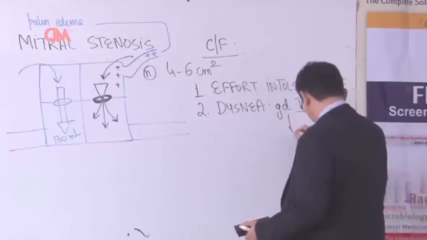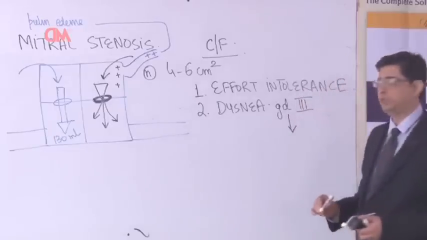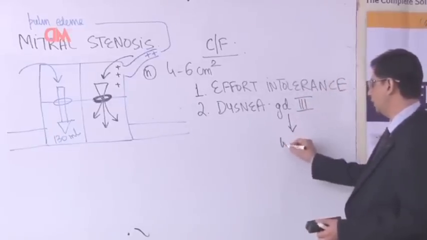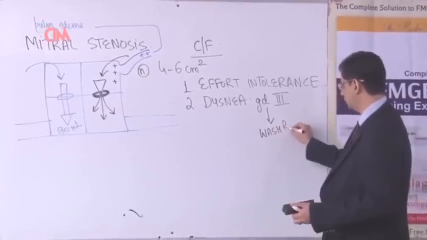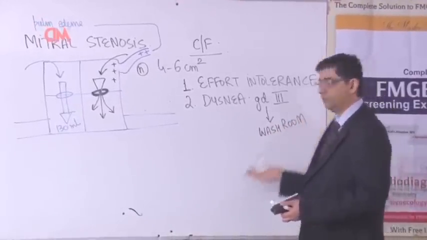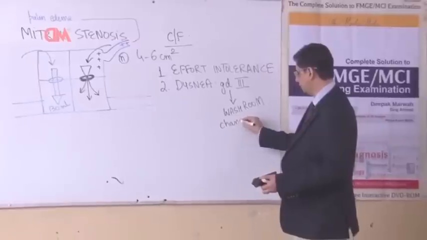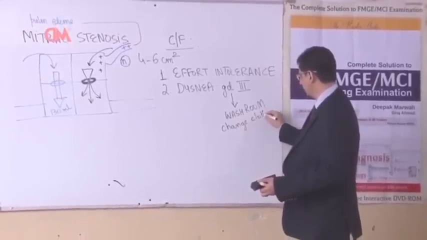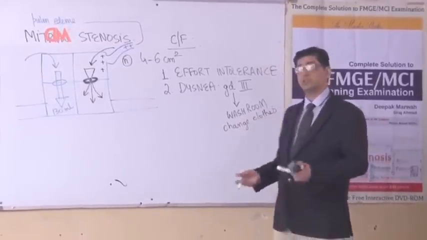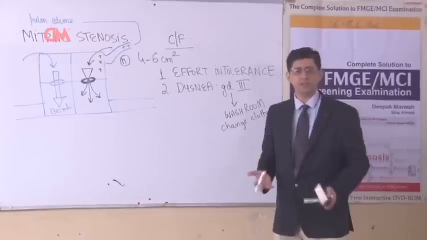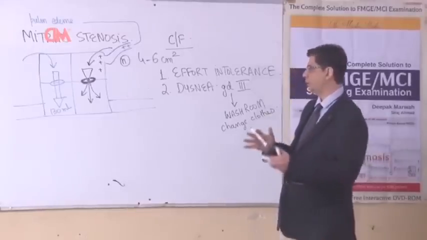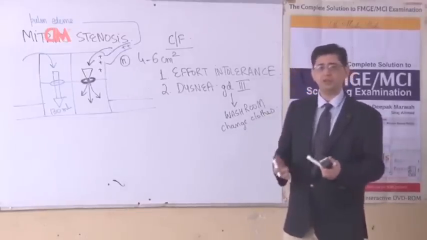Dyspnea grade 3 is said to be present when the patient is experiencing difficulty in breathing at even ordinary activity. For example, if the patient is going to the washroom and is feeling breathless, that would be dyspnea grade 3. Or let me say, if a patient is changing his clothes, and when he is changing his clothes, that is when there is difficulty in breathing, or he feels breathless, that's dyspnea grade 3. Grade 4 is obviously at rest, but I just wanted to highlight that there would be a progressive increase in the difficulty in breathing of the patient.